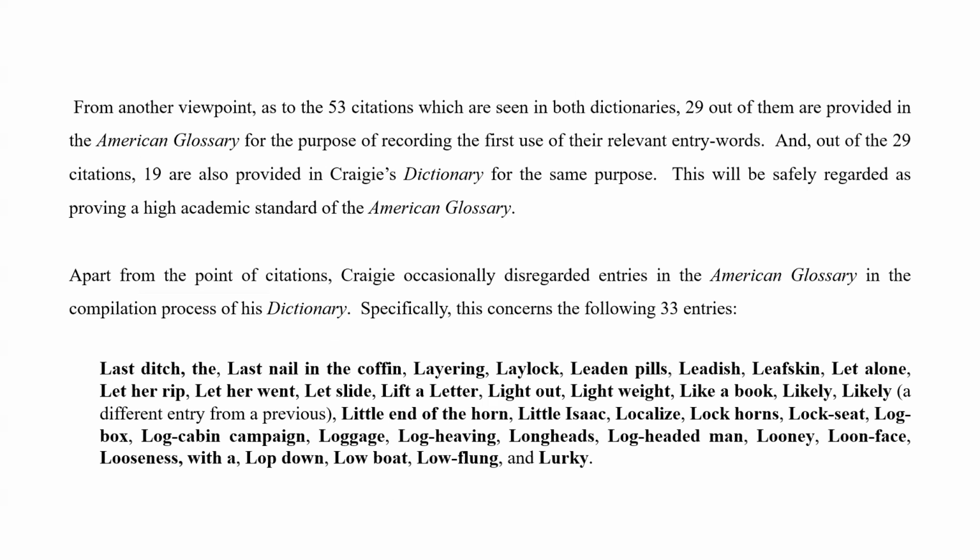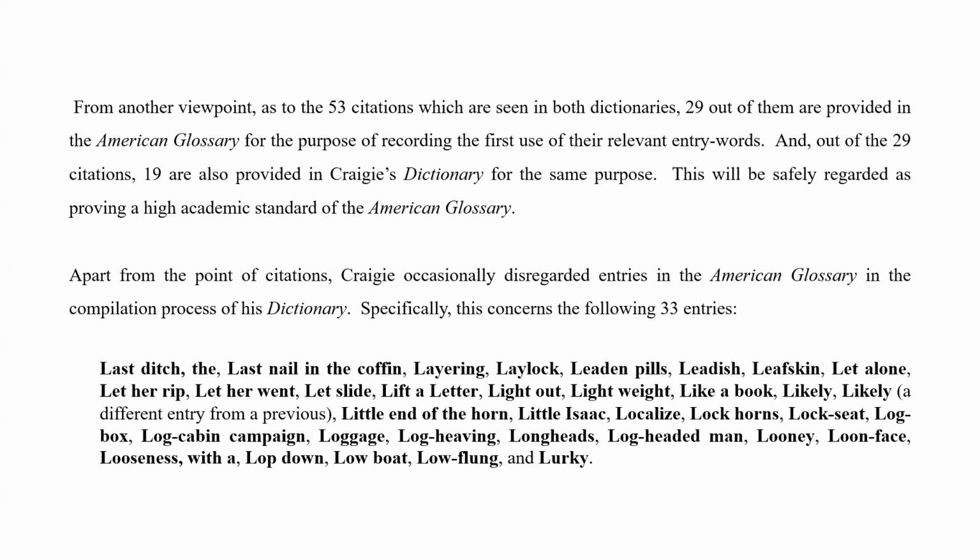From another viewpoint, as to the 53 citations which are seen in both dictionaries, 29 of them are provided in the American Glossary for the purpose of recording the first use of their relevant entry words. And out of the 29 citations, 19 are also provided in Craigie's dictionary for the same purpose. This will be safely regarded as providing a high academic standard of the American Glossary.